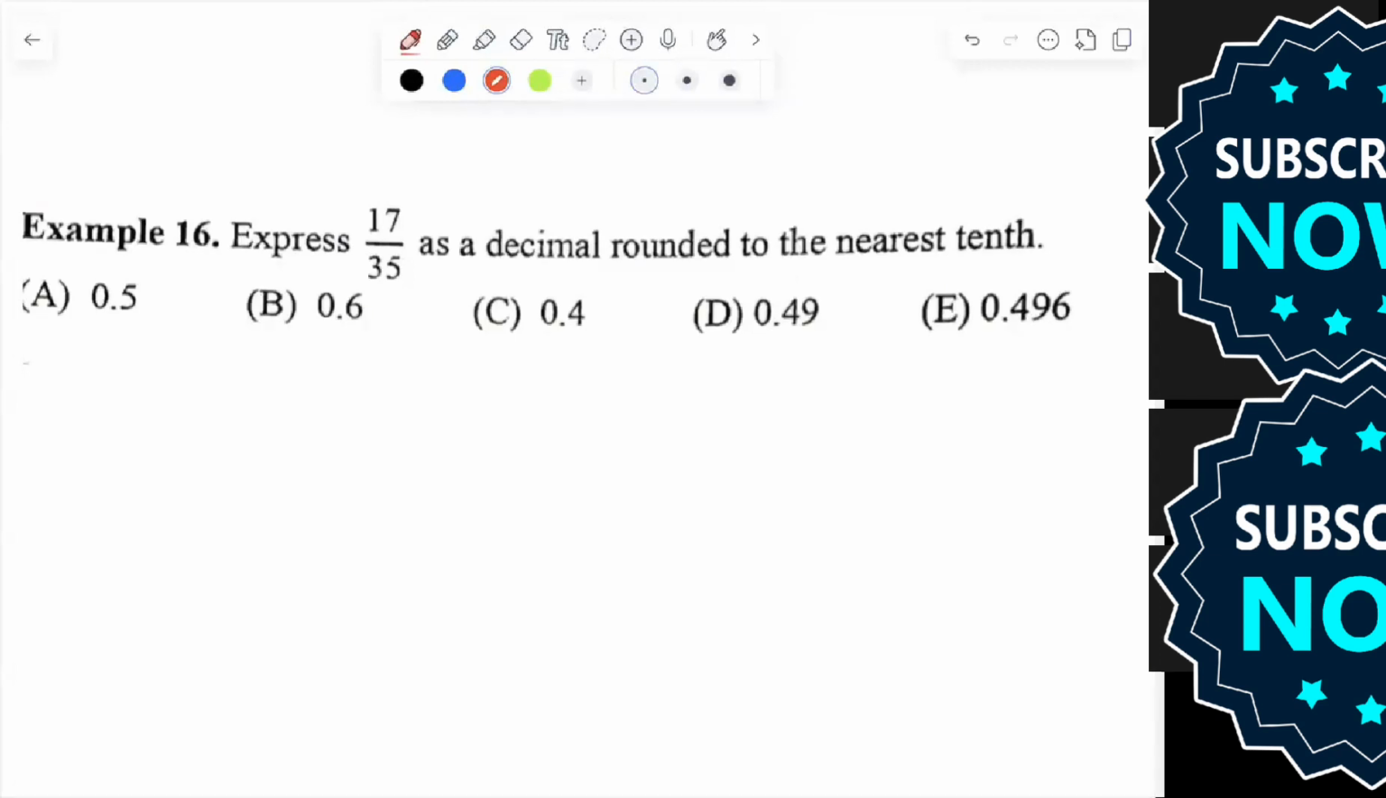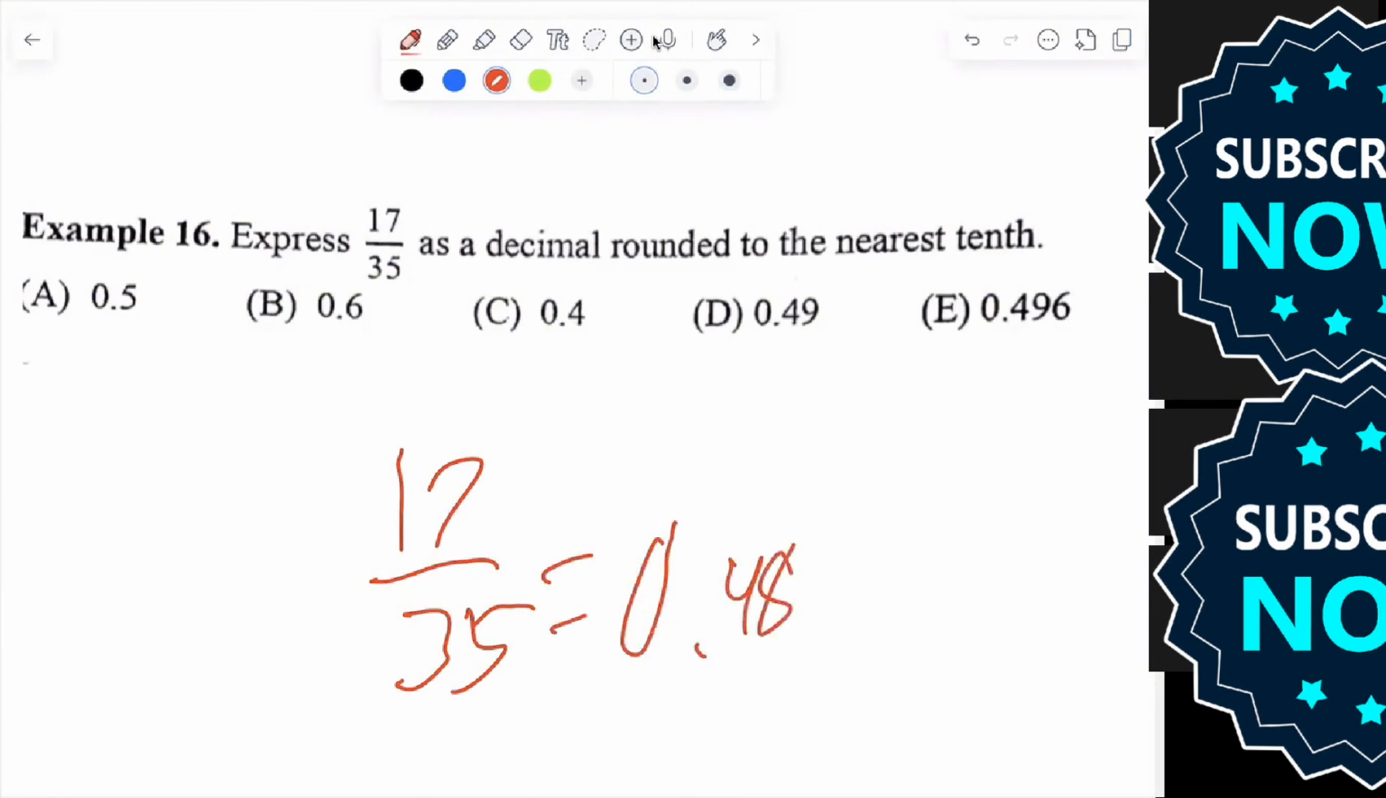Okay, let's get started with this question. Basically, notice that for 17 divided by 35, we just plug and chug, just do the division. And we get 0.485714. That's basically the way to do it. There's no shortcut because 17 shares no common factors with 35. So what we're left with is just to divide it out.